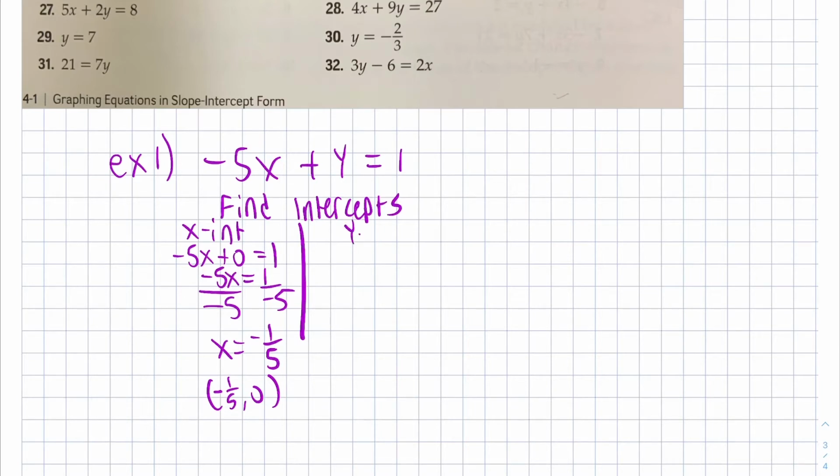Now for the y-intercept, we're going to put 0 for x, negative 5 times 0 plus y equals 1. That first part goes away, leaves us with y equals 1, which means our coordinate is 0 for x, 1 for y. Now let's make a graph.